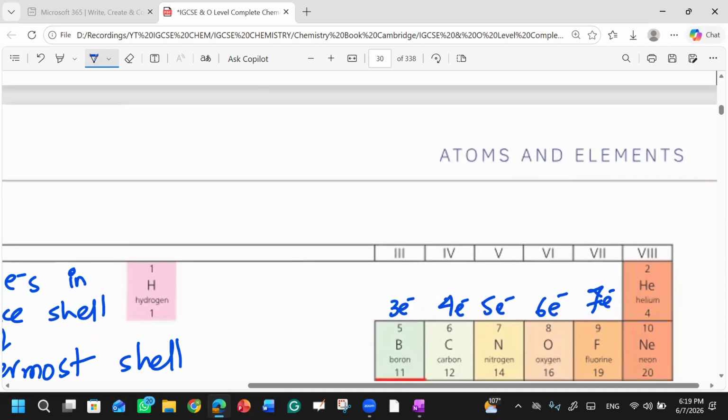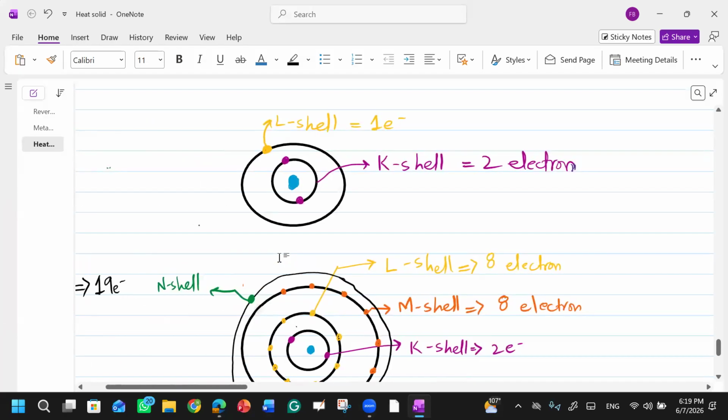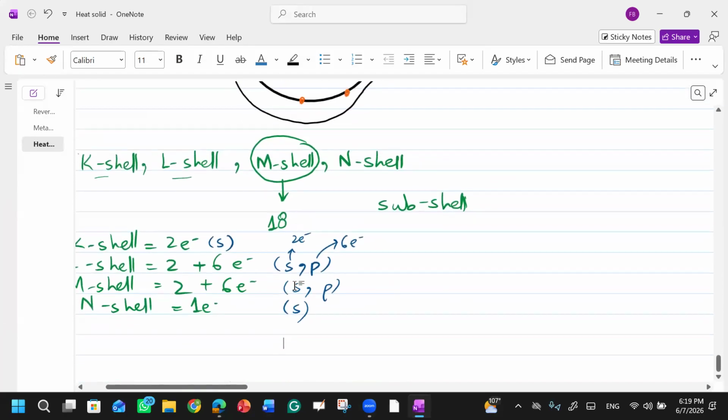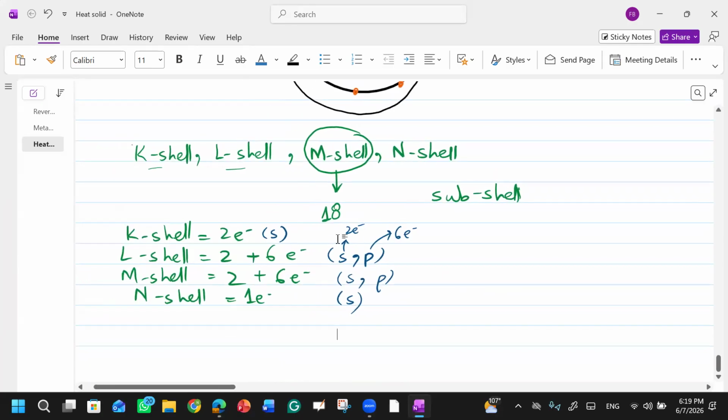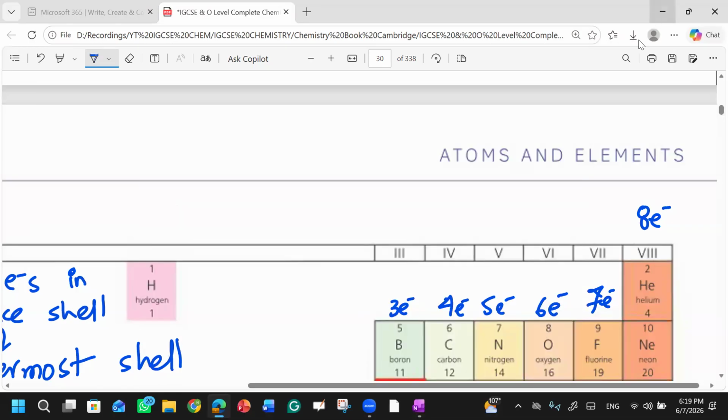And that is why they are known as the stable ones, because all the electrons in them are filled. The maximum capacity is 8 electrons and they are filled. Each shell's maximum capacity is 8 electrons, just like I showed you: 2 plus 6, 8. So this is the maximum capacity.